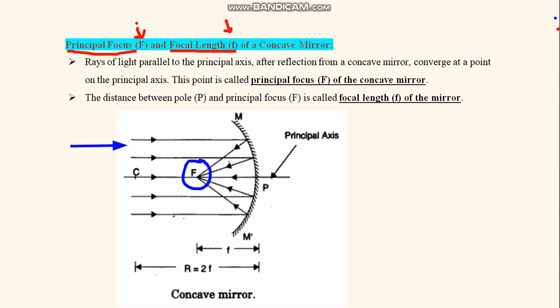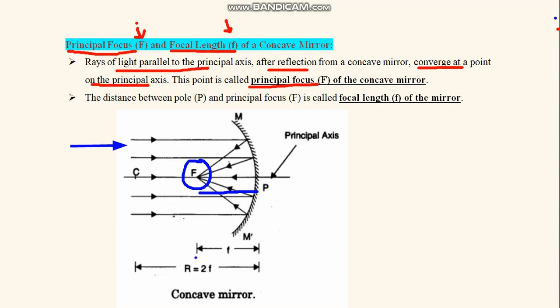So, when rays of light parallel to the principal axis fall on a concave mirror, then after reflection, they converge at a point on the principal axis. This point is called the principal focus of the concave mirror. And the distance between the principal focus and the pole is called the focal length of the mirror.